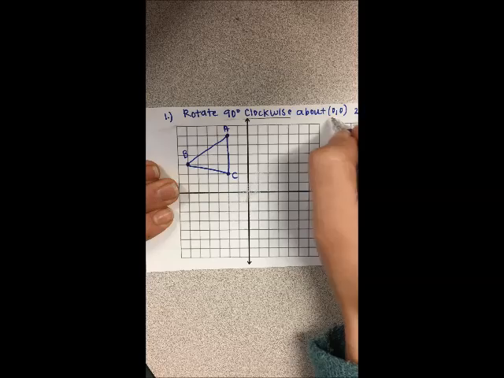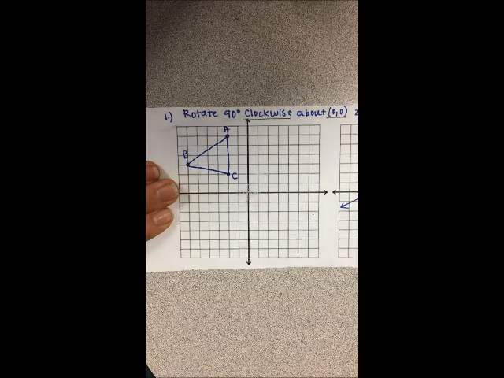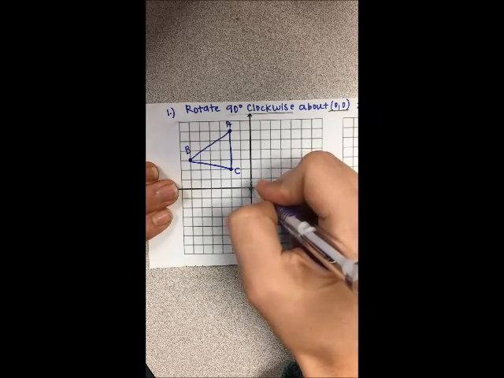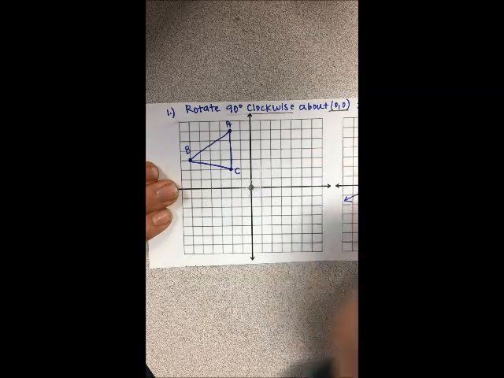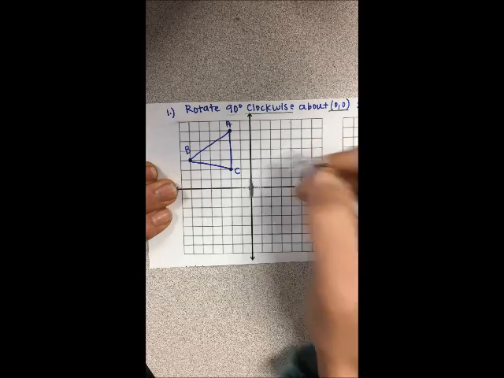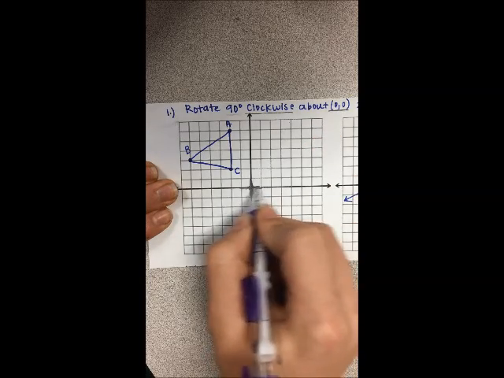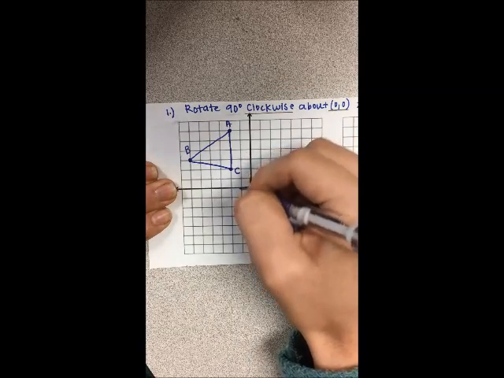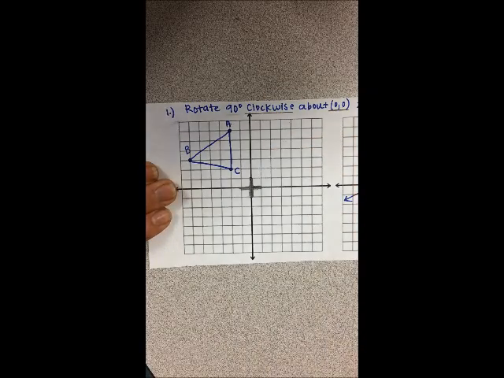The other thing it says is 0, 0. And it says rotate it about 0, 0. That means that 0, 0, which is right here, is our point of rotation. And you always want to put a big cross on your point of rotation. And the reason for that is so you know how many degrees you're turning it.